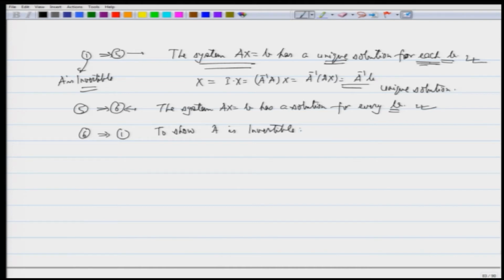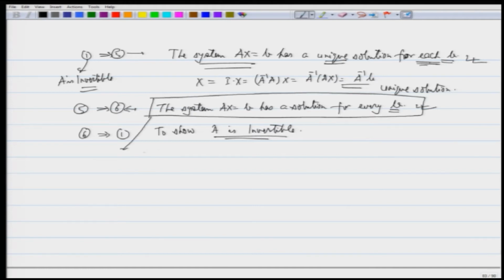Fine. So, here we will use the idea that the homogeneous system Ax equal to B has a unique solution or things like that. Fine. So, we have to show that A is invertible. So, let us consider this part that is given to me.